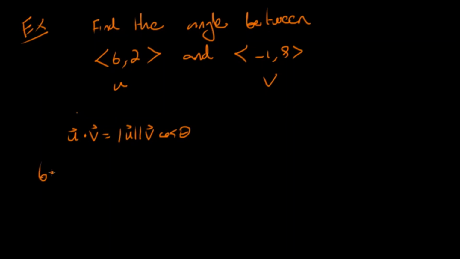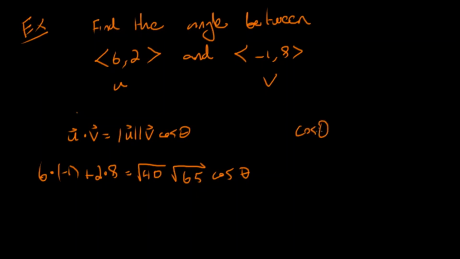That's just 6 times negative 1 plus 2 times 8. All right, what's the magnitude of U? The magnitude of U is going to be 36 plus 4 square rooted, so the square root of 40, times negative 1 squared, 1, plus 8 squared, 64, the square root of 65, times the cosine theta. All right, quick formula, if I divide everything here, cosine theta is equal to U dot V divided by the magnitude of U times the magnitude of V. That's what we're using here.